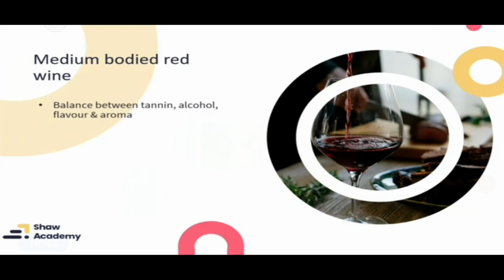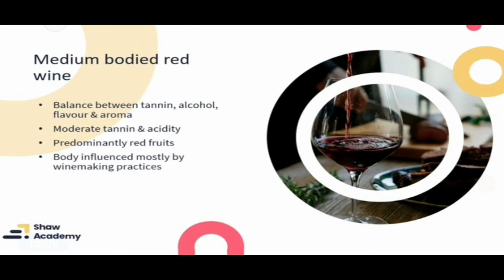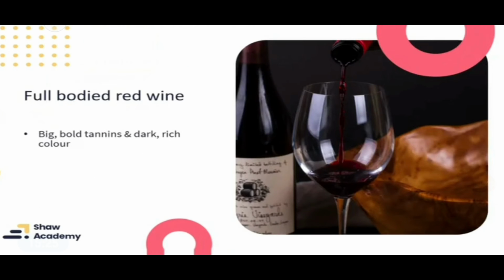As the name suggests, these wines display a good balance between tannin, alcohol, flavor, and aroma. Tannins can be expected to be more than those found in light-bodied red wines, but not nearly as astringent as in full-bodied reds. Expect a moderate acidity and an aroma that is predominantly red fruits. In this stylistic classification, the intensity of the body of the wine is mostly influenced by winemaking practices like maceration and cap management for extraction. Medium-bodied wines have an alcohol content between 12.5 and 13.5%, and these wines are normally great food wines.